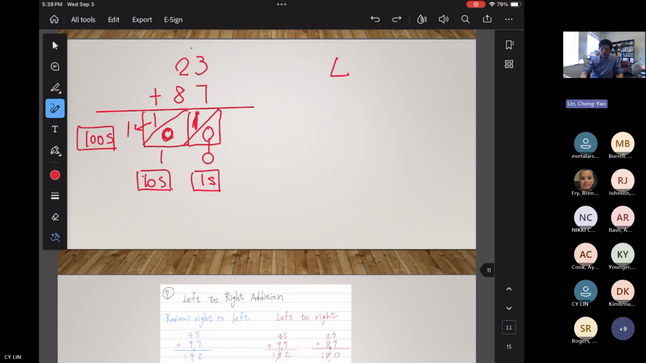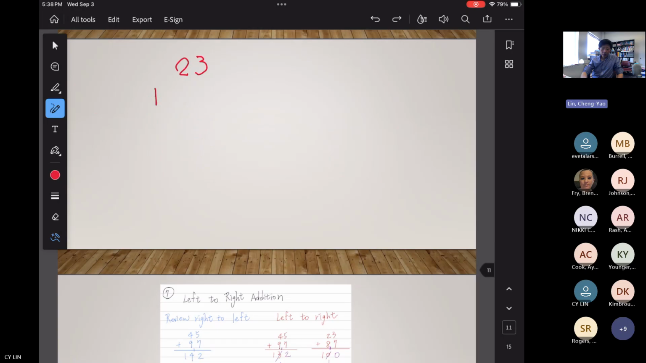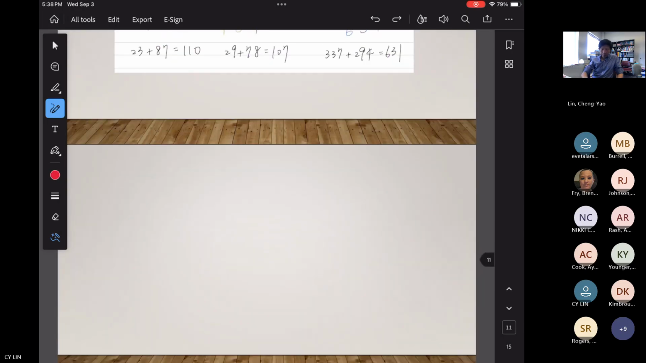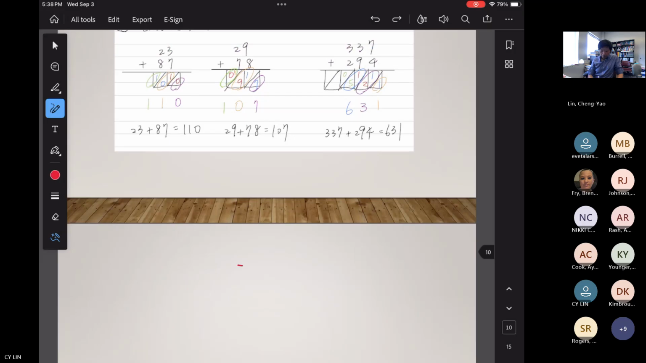Now I'm gonna do 3-digit number, okay? Since you already know the 2-digit number, can we do 3-digit number? Let's do 3-digit number. I want you to try it, okay?